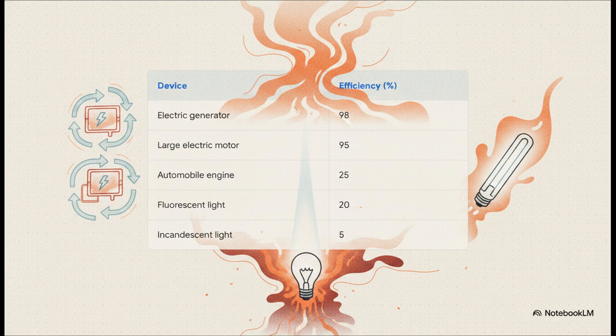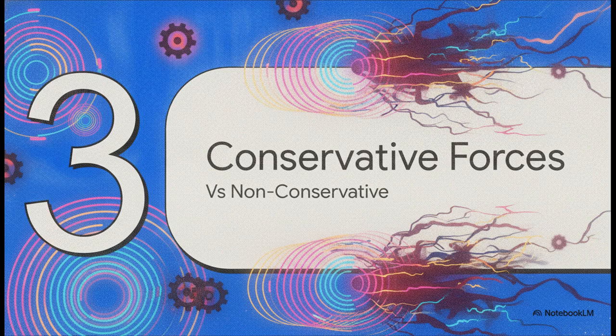Now, an ideal machine would transfer 100% of those joules into pure motion. But just look at the table we're looking at here. An automobile engine is remarkably inefficient. Only about 25% of its potential energy actually does useful work. The other 75%, it's entirely wasted as heat. And that incandescent light bulb down at the bottom, a staggering 5% efficiency. Crazy, right? Let's hit Section 3, Conservative and Non-Conservative Forces.